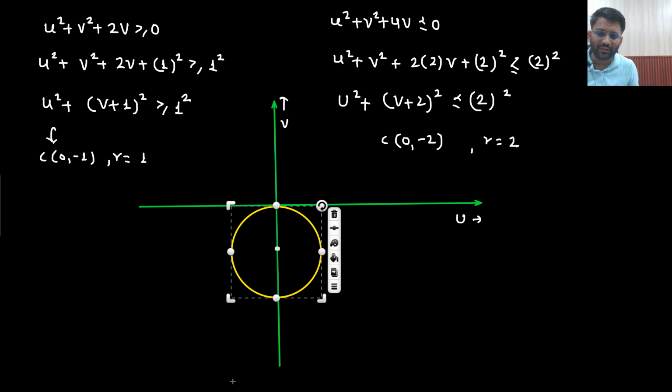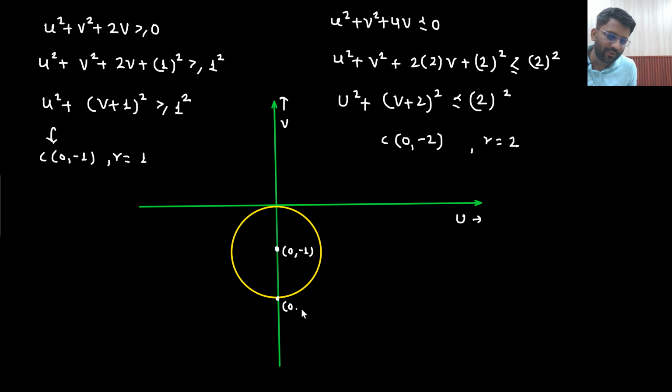So this is your circle with center 0, minus 1 with the radius of 1. Then this is how it would look like. I hope this much aptitude you are having, right? Not difficult. Next is, what will be this point? This point will be 0, minus 2. Why is that so? Because radius is 1 here, no? This radius is also 1, this radius is also 1, this radius is also 1.